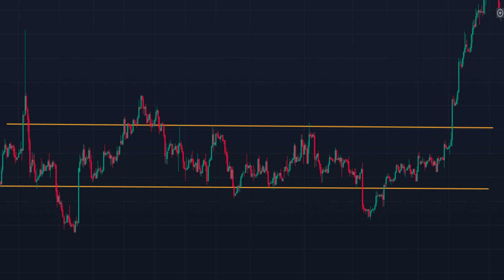So, how should we proceed? Should we wait for a pullback or enter immediately? Personally, rather than trying to predict the next move, I position myself to have an advantage regardless of the outcome.